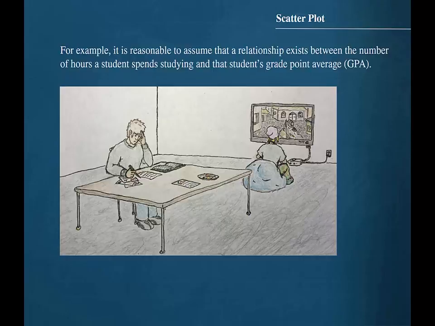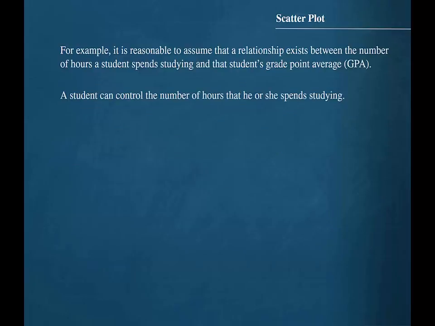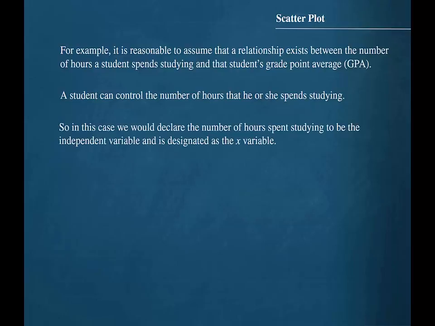For example, it is reasonable to assume that a relationship exists between the number of hours a student spends studying and that student's grade point average, or GPA. A student can control the number of hours that he or she spends studying. So in this case, we would declare the number of hours spent studying to be the independent variable, designated as the X variable.